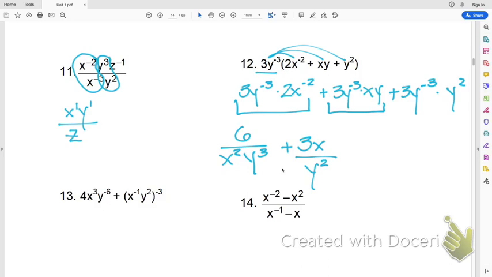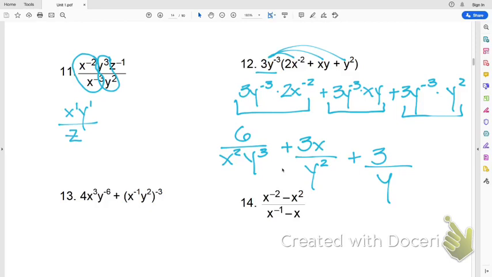Third one. Don't have anything to multiply the 3 by, but I can combine my y's. Negative y to the negative third and y to the second gives me y to the what? Negative 1. So therefore, it's going to go where? On the bottom. If you wanted to get a common denominator to put all 3 of those together, be my guest, but I'm not asking you to do that. So don't do too much extra work, honestly. Okay.